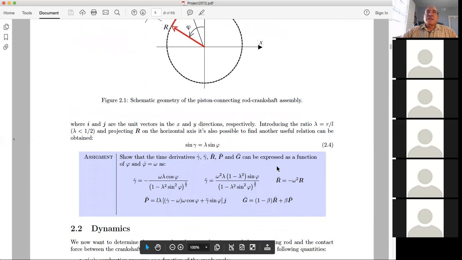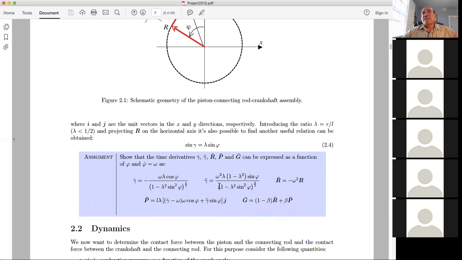You can, if you have the time, type the results of your derivation, or if not, then you can just write it by hand and take a picture and attach it as an appendix to your progress report. So the objective in this case is to get gamma dot and gamma double dot. That is an intermediate step.